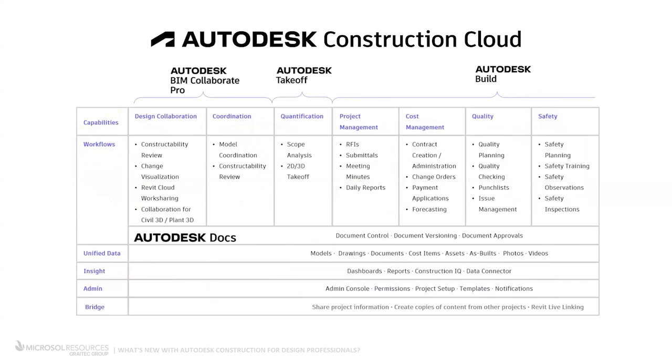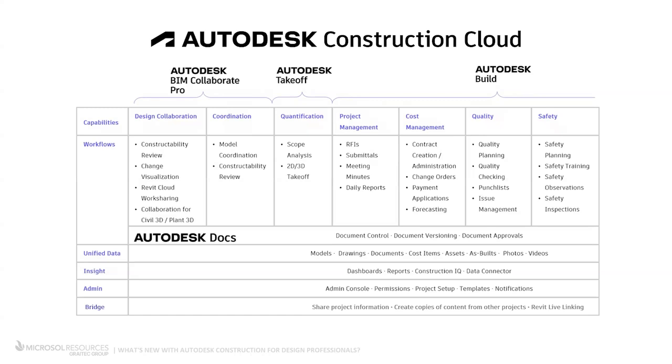This chart gives us the breakdown of the core tools that make up Autodesk Construction Cloud. I know you've probably seen this chart quite often from many other sources, but ACC is made up of three main products: BIM Collaborate Pro for design collaboration and coordination, and cloud work sharing; Takeoff for quantification; and Build for project execution. So in this session, we'll take a closer look at how Autodesk Docs and BIM Collaborate Pro can help you build this connected design workflow.